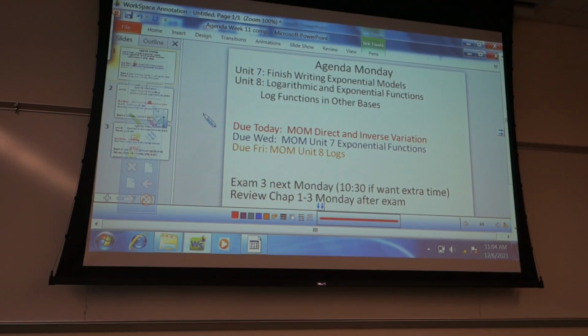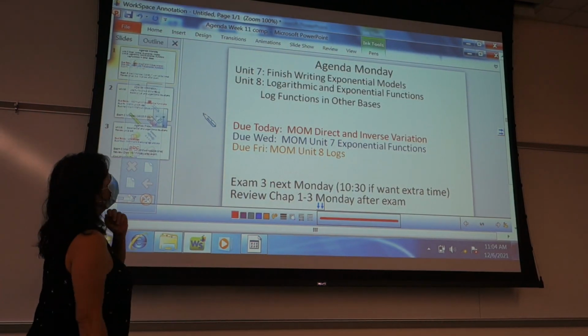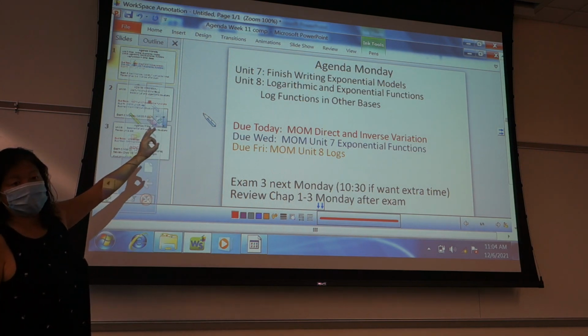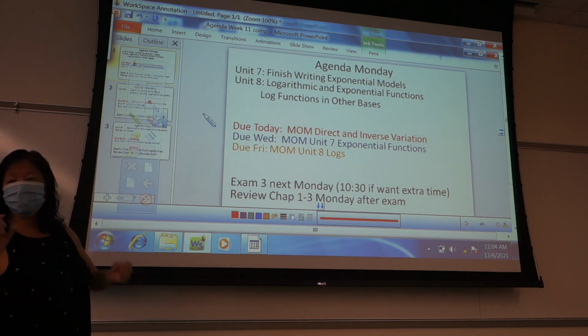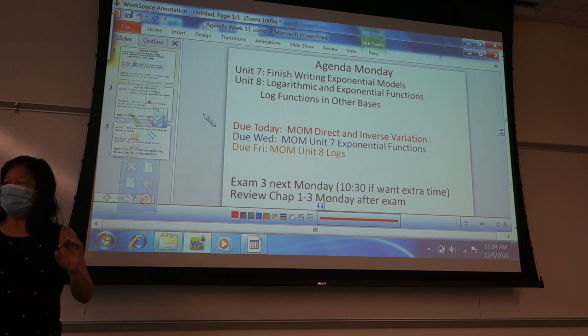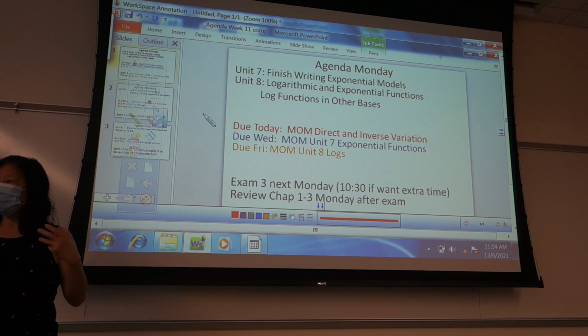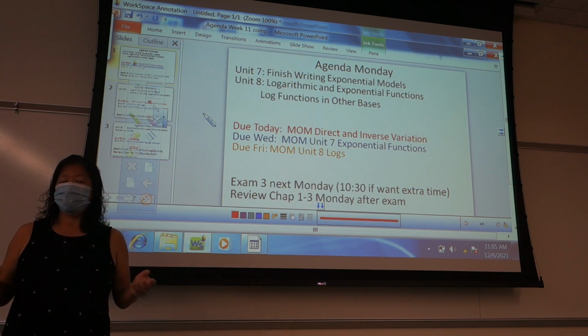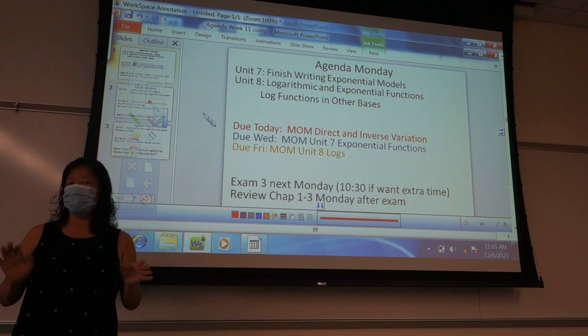We're going to be finishing up, like I said, writing exponential models. And then we're going to start in and get solidly into Unit 8. Unit 8 is short, but there's basically like 2 tricks you need to know. One trick and one skill you need to know. And if you pick up those 2 things, everything else kind of goes pretty smoothly.